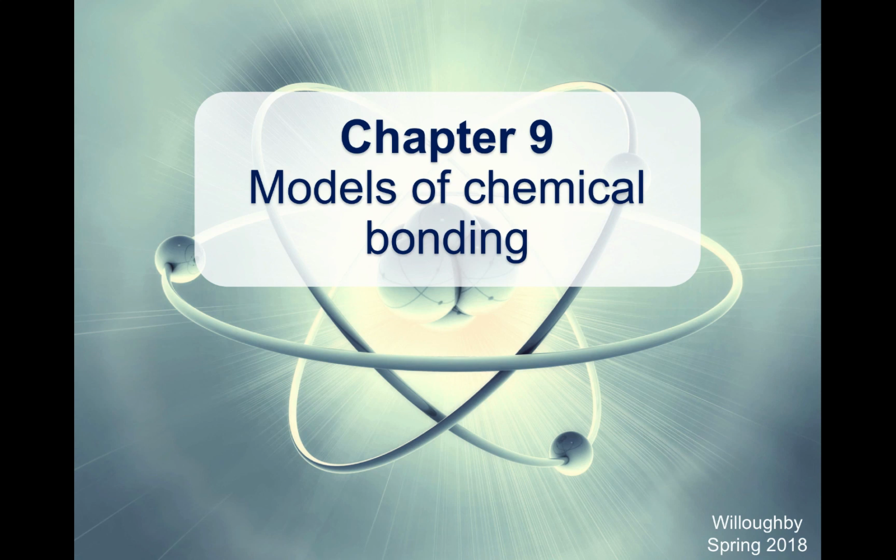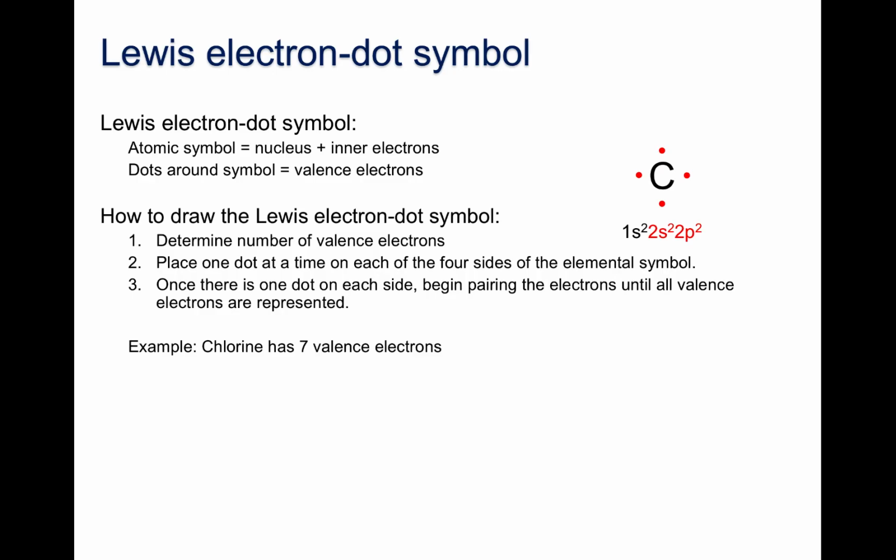Chapter 9 is all about chemical bonding. So we're going to revisit some concepts that we've already talked about, including ionic bonding and covalent bonding, and introduce a new type of bonding called metallic bonding. So the first thing we'll address is a Lewis electron dot symbol.